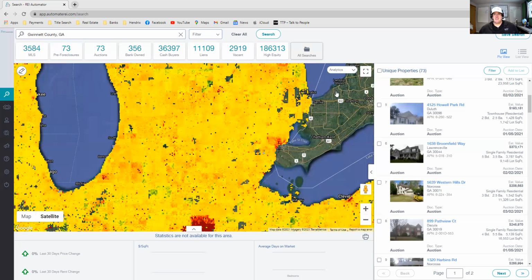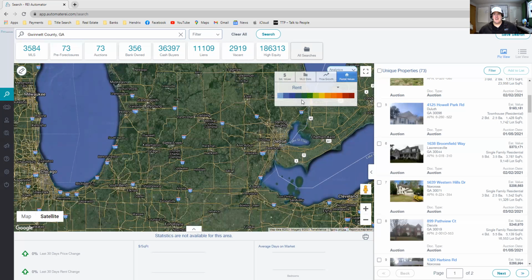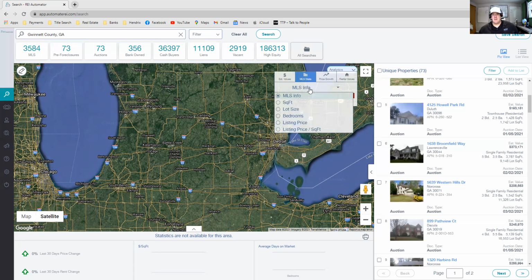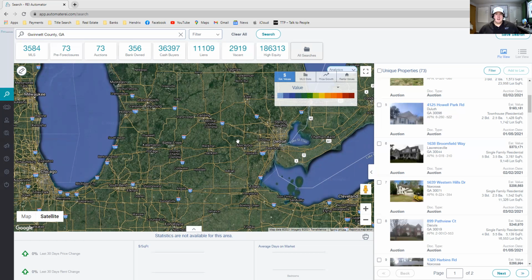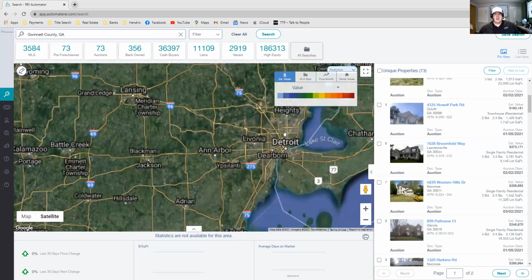But yeah, they have different analytics as well, as far as like rental value. It tells you your rent per square footage, where it's highest, kind of thing. So maybe portfolio owners might see value in that. For flippers, it has estimated value information, what areas, again, are going to be hot.